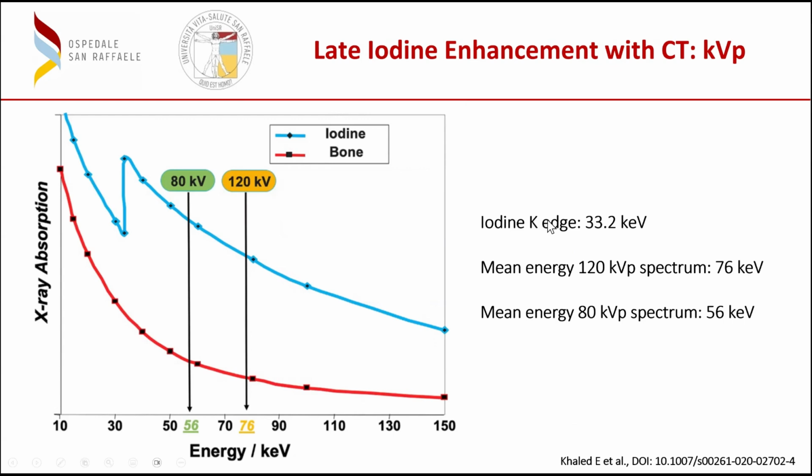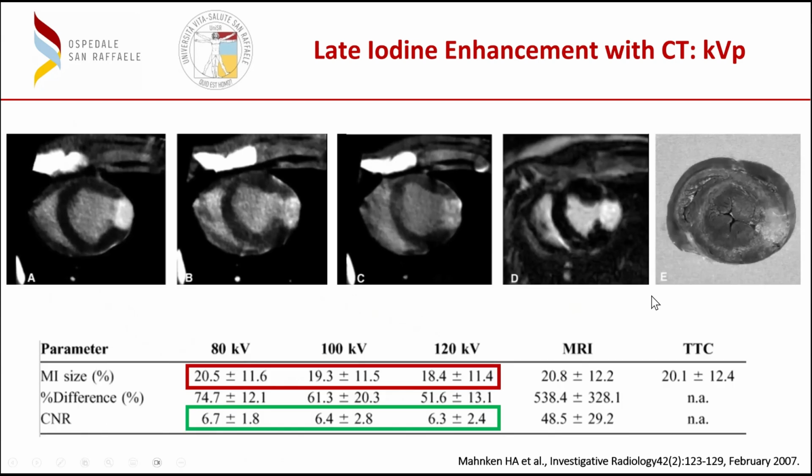What we use in our clinical setting is to stay at 70 or 80 kVp in patients that have a BMI lower than 30, and to use 100 kVp in patients with a BMI higher than 30. But as I already said, you can see that staying at as low as possible kVp is very important, because it was demonstrated, for example, in this study on a porcine model, that the conspicuity and the enhancement with the late gadolinium enhancement is significantly higher for the 80 kVp scan compared with 100 and 120, and obviously also the contrast to noise ratio is significantly higher.